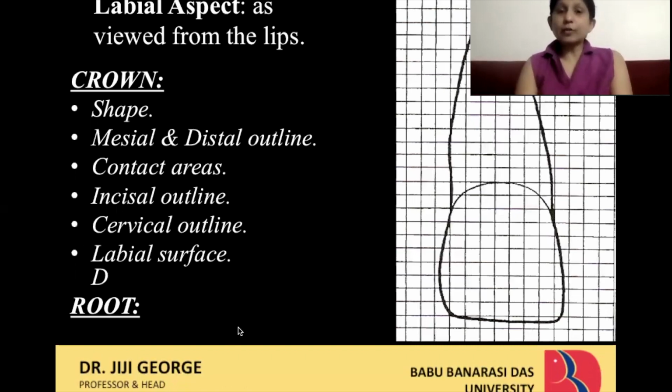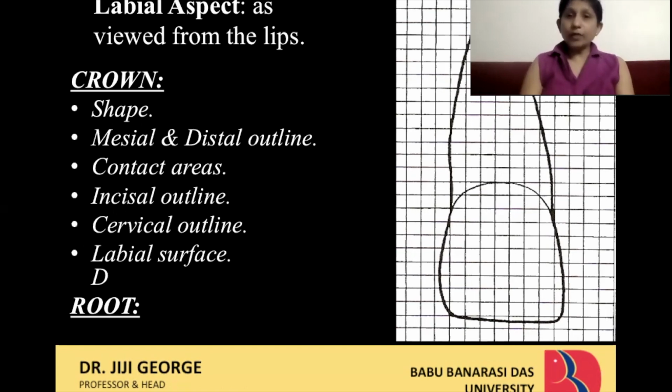Now, first, let's come to the labial aspect. What is a labial aspect? Whatever you see from the side of the lips is called the labial aspect. So, what you see from the front, facing the patient, is called the labial aspect. From the labial aspect, you can actually see the crown and the root.